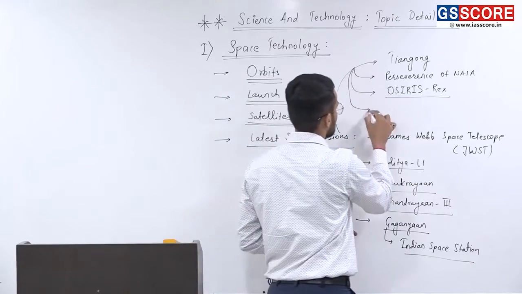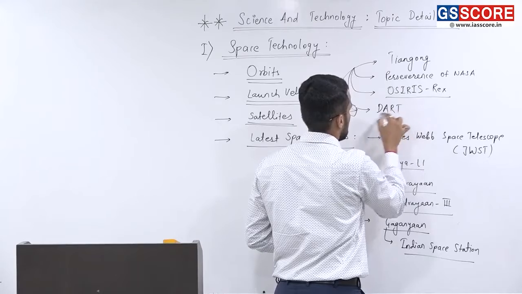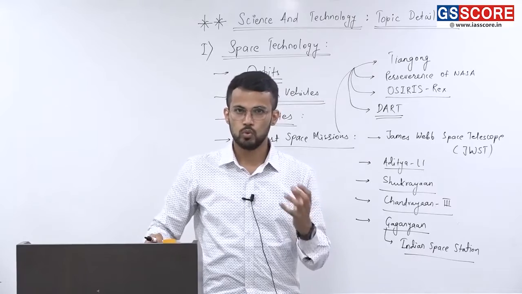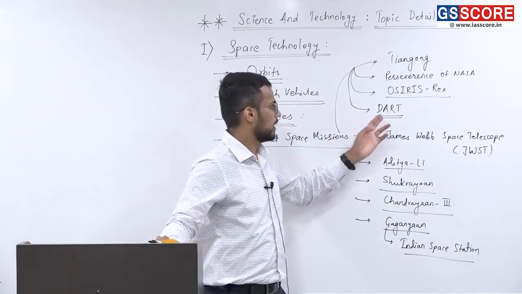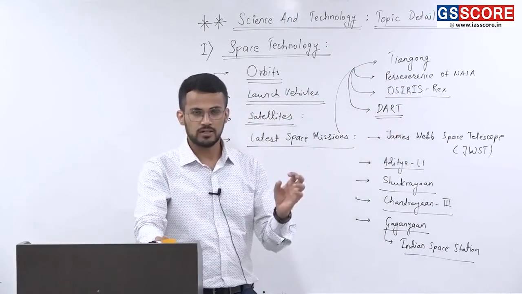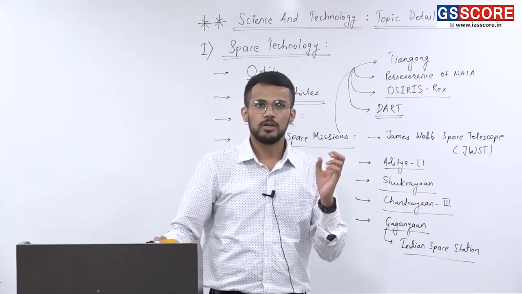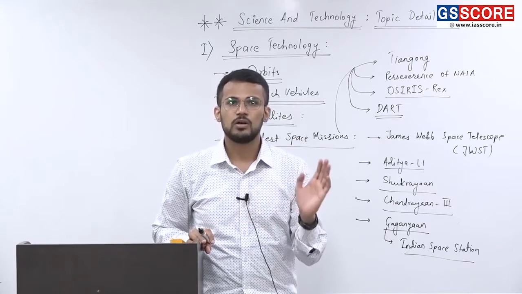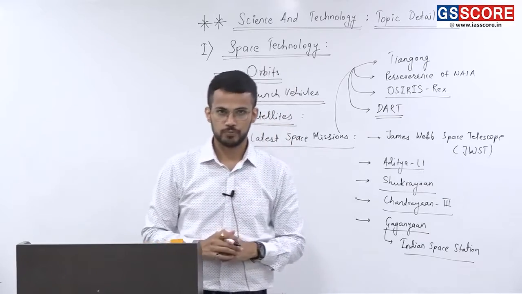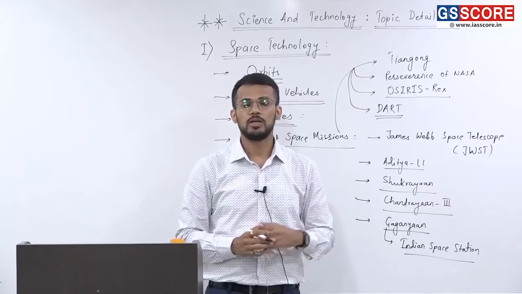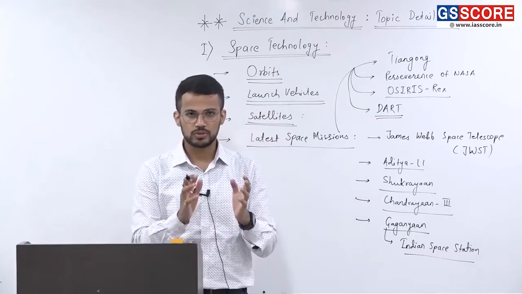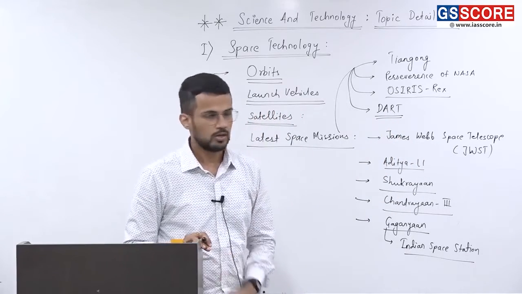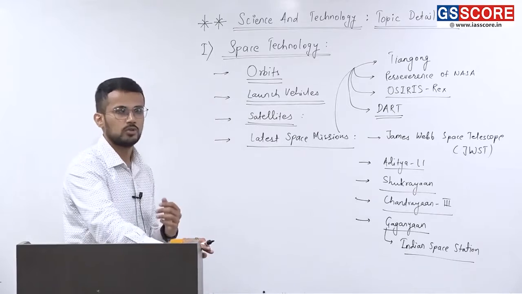One more important mission is DART mission, which was carried out by NASA in 2022. What is DART mission? DART mission is Double Asteroid Redirection Test, wherein NASA made it sure that asteroid which was supposed to strike on the Earth's surface was diverted towards other direction, so that Earth is protected from the asteroid, right? So that was the DART mission that NASA has carried out in 2022. Fine. So these important developments that you must be aware of.